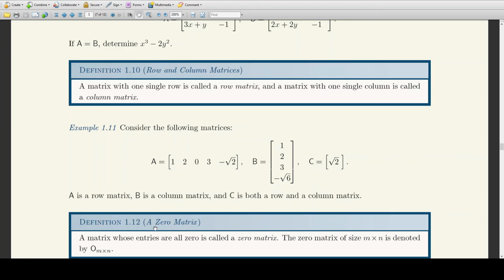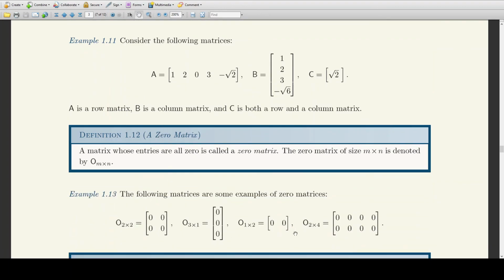Another definition: a zero matrix. First of all, I haven't written the zero matrix, because we have how many zero matrices? By the way, what is your impression about a zero matrix? When do you say a matrix is a zero matrix? All entries are zero. But now you understand there are infinitely many, because I can have different dimensions. These are examples: a 2x2 zero matrix, a 3x1 zero matrix, a 1x2 zero matrix, a 2x4 zero matrix. So a zero matrix is a matrix whose entries are all equal to zero. How many of them are there? Infinitely many. So you see, these are names.